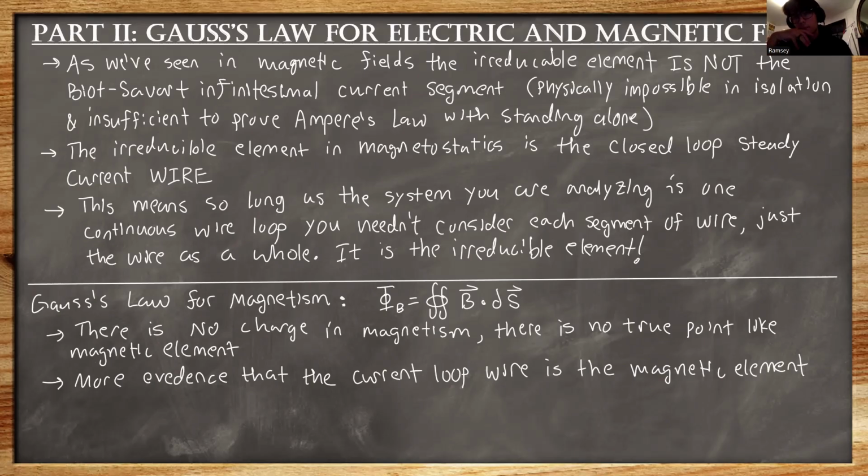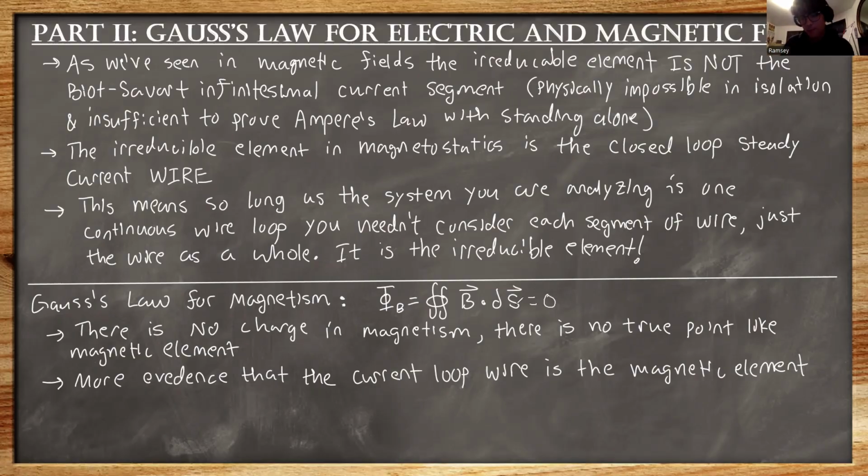Does that make sense, where we like to think of sources as points because we love the electric field and it's easy to think about point sources, but in magnetism, it's just not that straightforward? The irreducible element for magnetic fields is a closed loop steady current wire. You can't have a point wire with current. That makes no sense.